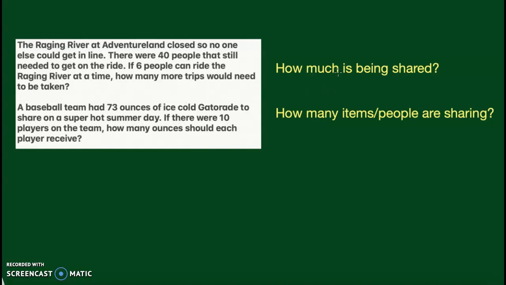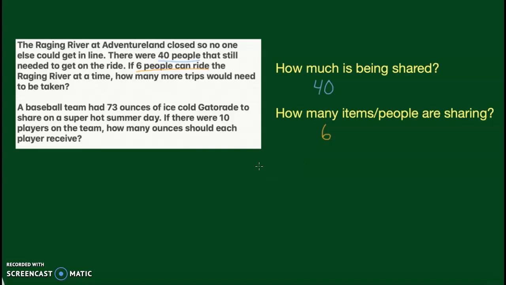So the first thing we need to figure out is how much is being shared and what is being shared. In this problem we have 40 people, and then we have the 6 people that can ride at a time. What is being divided up is the 40 people, and they're going to be divided into groups of 6, because we know that 6 people can ride at a time.